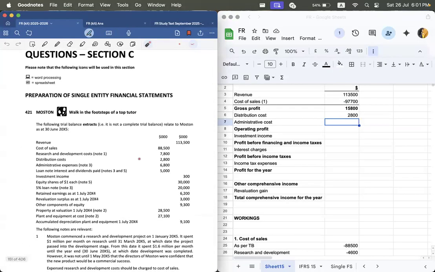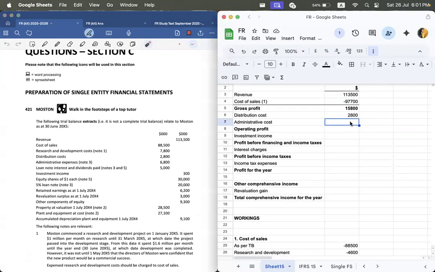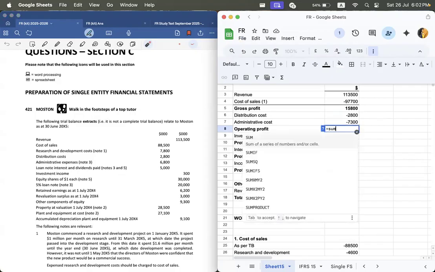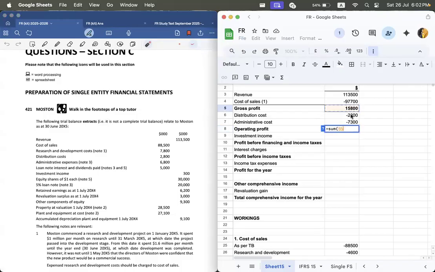So you're going to take the administration cost of how much? It's 6,800 plus you're going to add 500 to it. Clear? Everything should be negative. Now you get the operating profit. There is no plus in this. Clear?